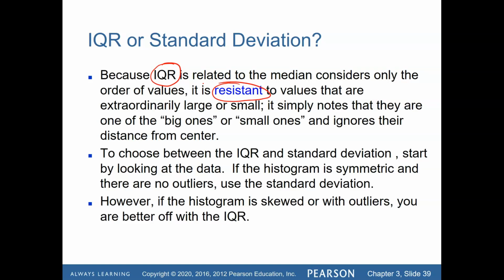Second bullet, to choose between the IQR and standard deviation, start by looking at the data. If the histogram is symmetric and there are no outliers, use the standard deviation. Now instead of symmetric, we've been using approximately normal. Third bullet, however, if the histogram is skewed or has outliers, you're better off using the IQR. So that was a summary of shape, center, and spread.